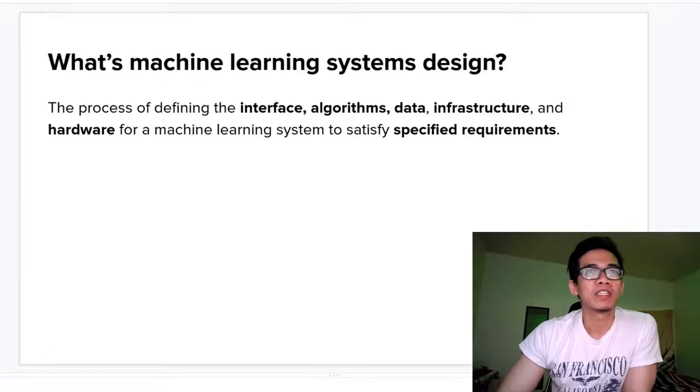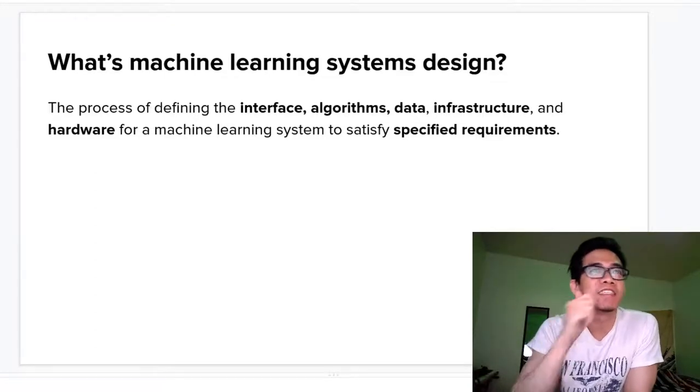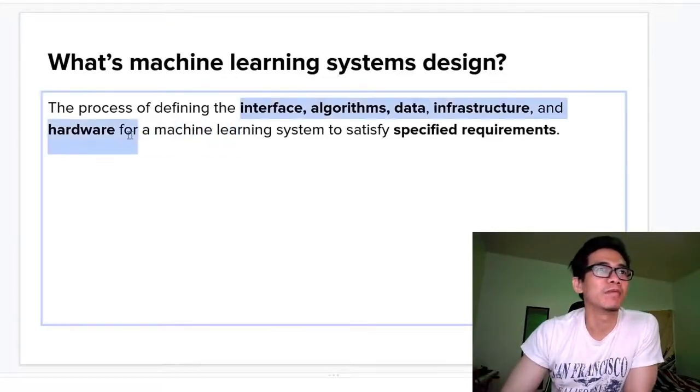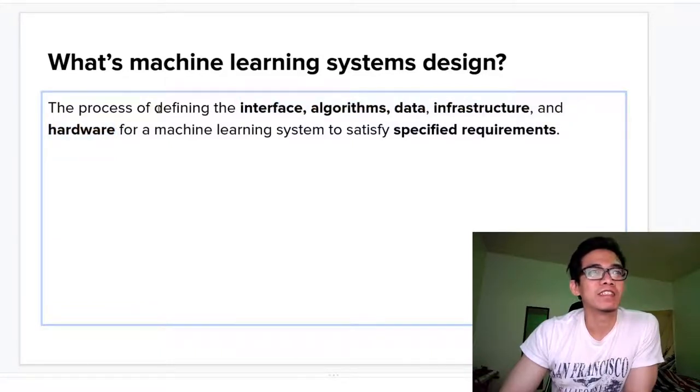All right. So what is machine learning systems design? It is the process of defining the interface, algorithm, data, infrastructure, and hardware for a machine learning system to satisfy specified requirements. Actually, it seems that they are just trying to define everything, so it's kind of a statement with no point. Can you just say this is everything for a machine learning system?